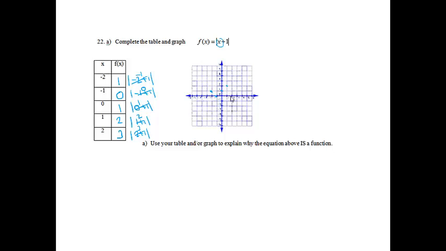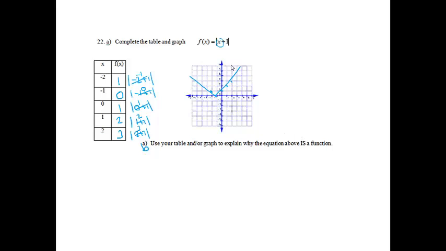And 2, 3, we're going to go to the right 2 and up 3. So I can see that this is making a V. All right, and then it says, and this should be part B, use your table and/or graph to explain why the equation above is a function.